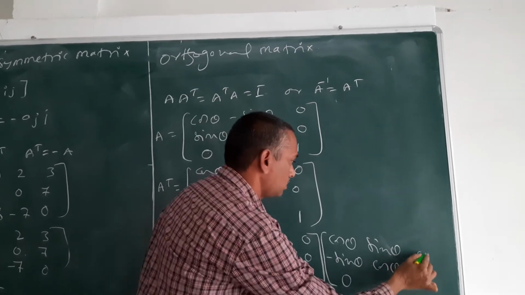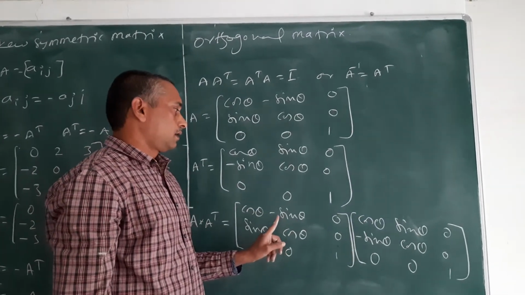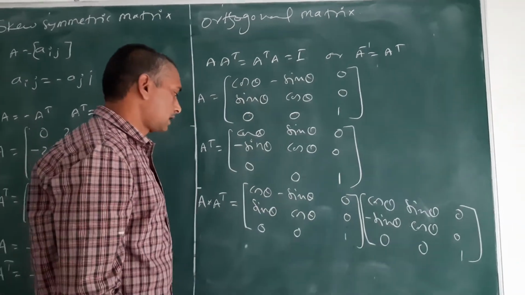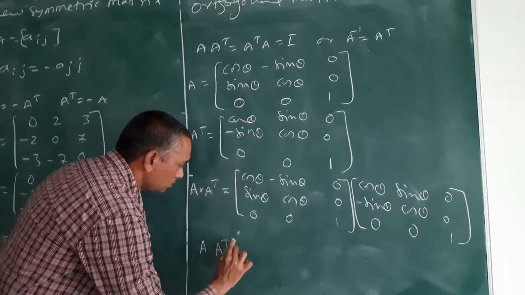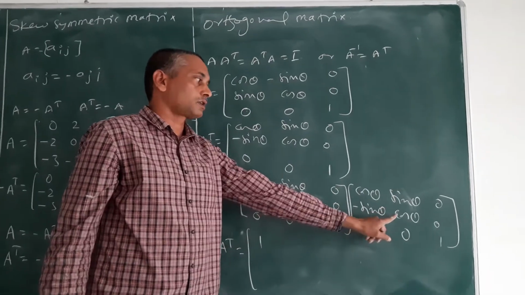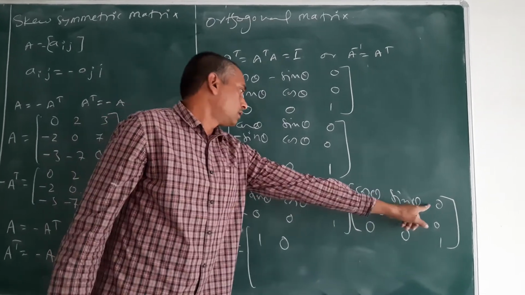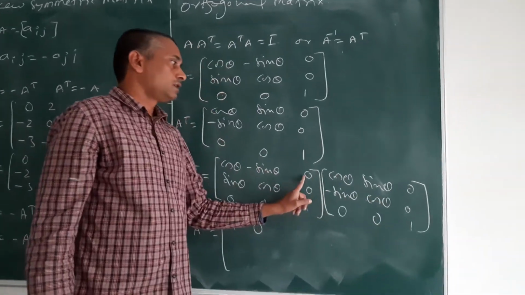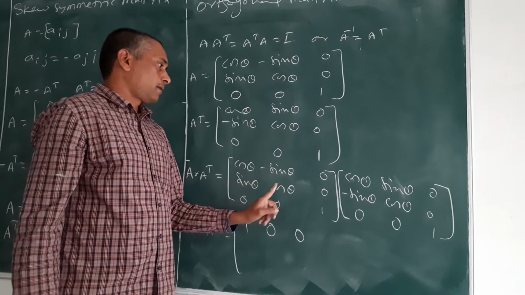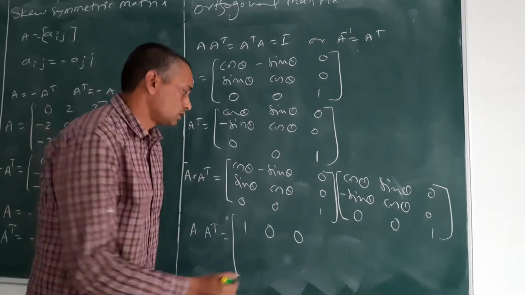What is cos theta into cos theta? Cos square theta plus minus sin theta into minus sin theta, sin square theta, plus 0 into 0. Cos square theta plus sin square theta equals 1. Here A into A transpose gives 1. Next entries: cos theta sin theta minus sin theta cos theta plus 0 into 0 is total 0. Cos theta into 0, minus sin theta into 0, 0 into 1 is total 0. Sin theta into cos theta plus cos theta into minus sin theta plus 0 into 0 is total 0.